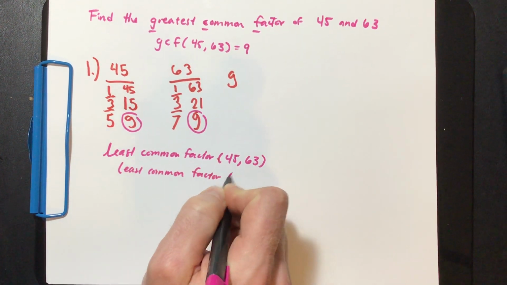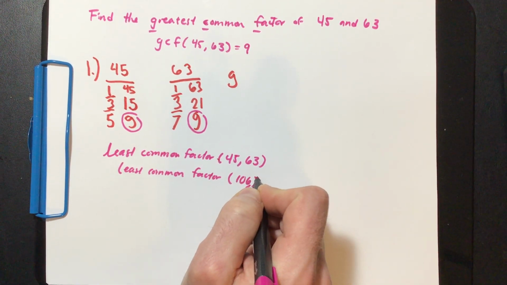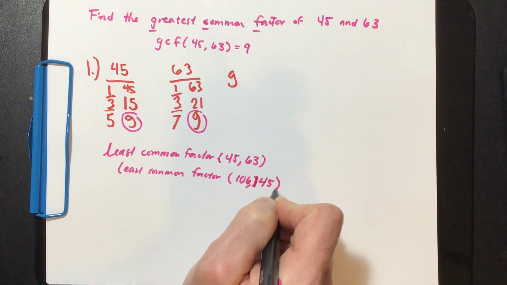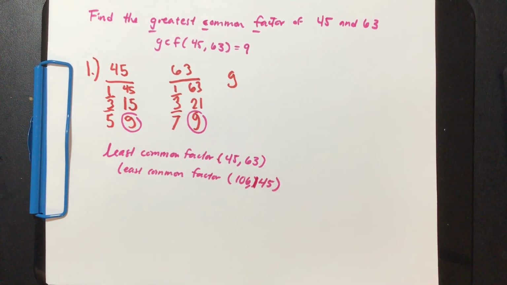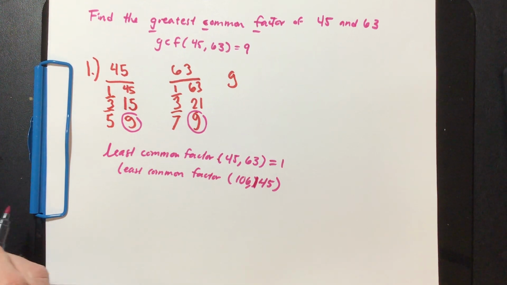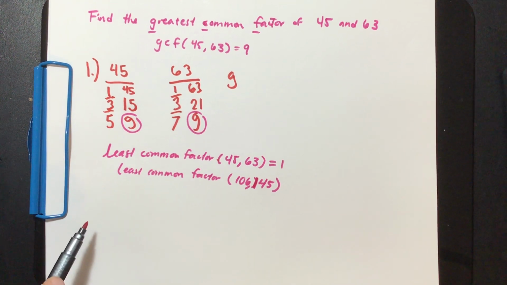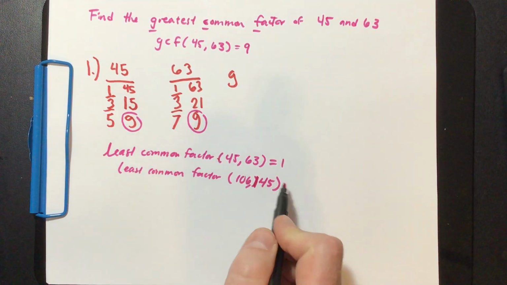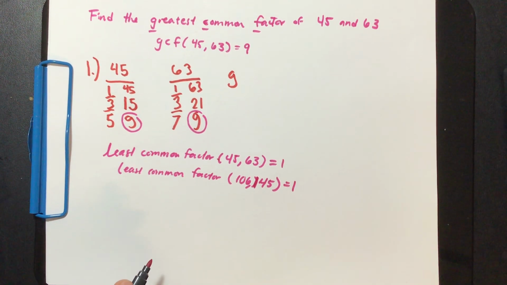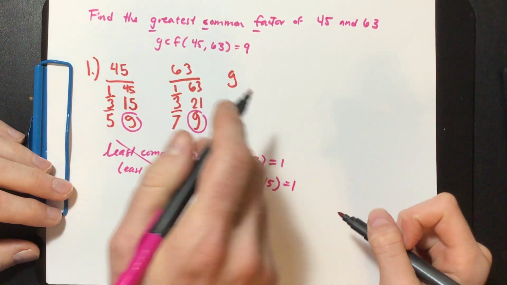What's the least common factor of, no, I'm picking some different numbers, of 106 and 145? What's the least common factor of those? Do you want me to use the same strategy? No, I'm asking what's the least common factor. Not the greatest common factor, the least common factor. 1. Why do you think people don't talk about the least common factor very much? Because it's always going to be 1. That's kind of boring. So we're not really talking about the least common factor. We're talking about the greatest common factor.